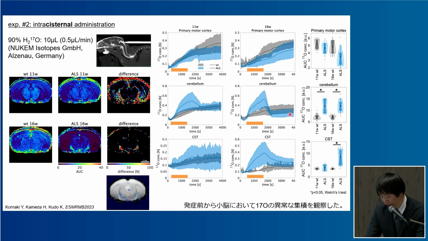The lower movie shows that in the cerebellum, the influx of O17 labeled water is greater in the surrounding CSF region and in the middle cerebellar peduncle region. Abnormalities were also observed in the CST after ALS onset.